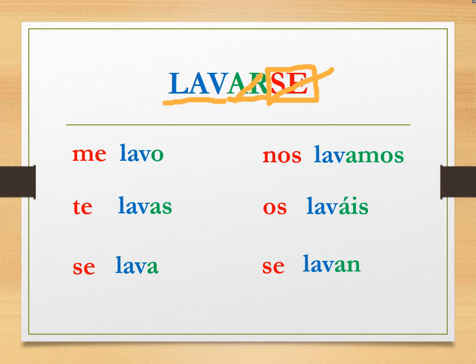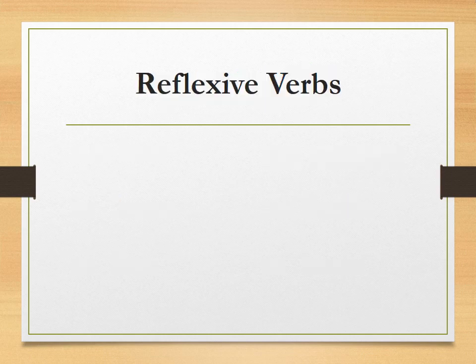So me lavo would be I wash myself. Te lavas means you wash yourself. Se lava, he or she washes themselves. Nos lavamos, we wash ourselves. And then se lavan would be they wash themselves. So this would be like saying that they are washing their hands, or we wash our hands before dinner. Nos lavamos las manos antes de la cena. So that's how this works. Let's do another one.